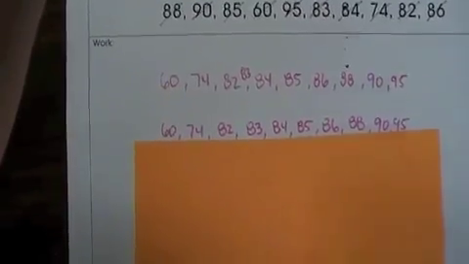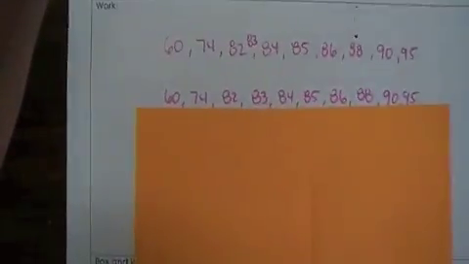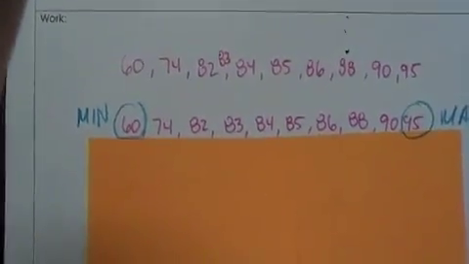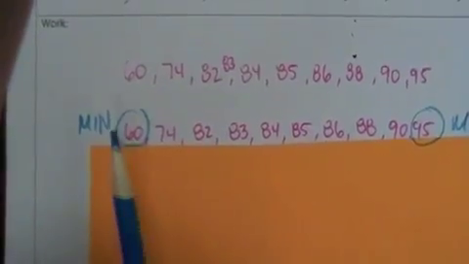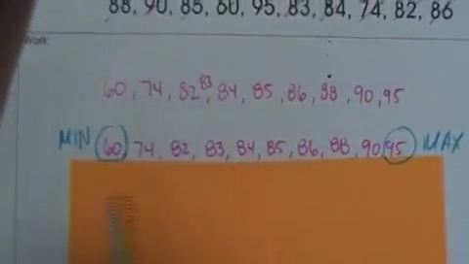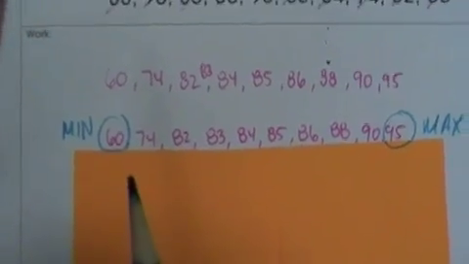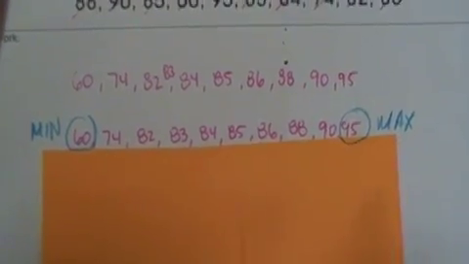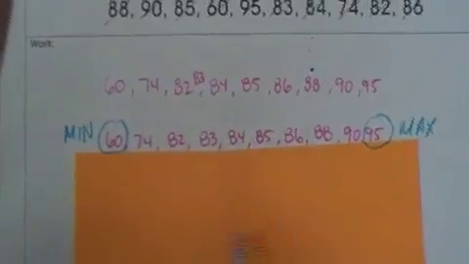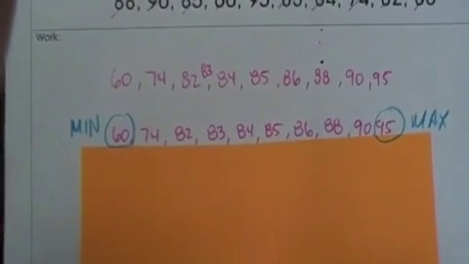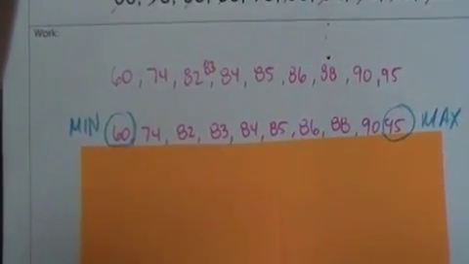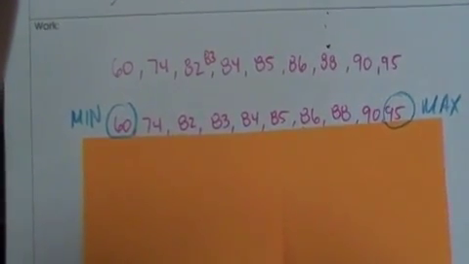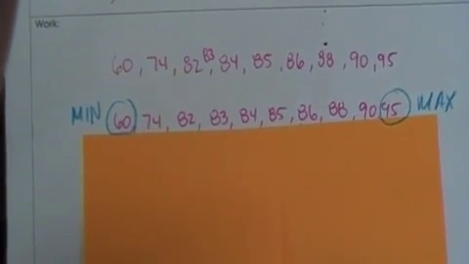Okay, so we've done step 1. Step 1 says to order your data. Step 2 says to mark your min and your max. 60 is the minimum value here. The lowest test grade was a 60, and 95 was the highest test grade, so that is the max. Those are 2 important numbers that you need for your box and whisker plot. Go ahead and pause the video now, and I want you to find the median of this data.